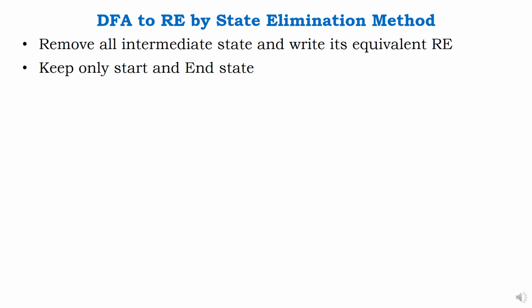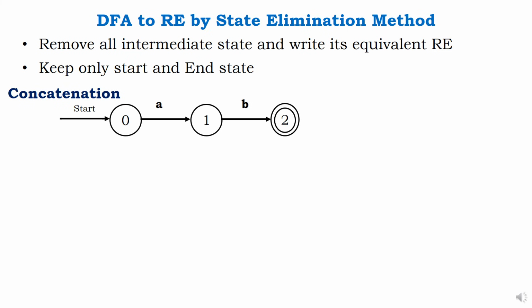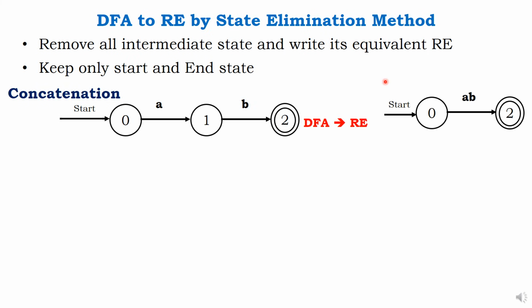So remove all intermediate states and then write the equivalent regular expression and keep only the start and end state. I will just give some simple ideas, then we will go to the problem. Concatenation. Assume I am having A after B. If I have A after B, one after the other, what does concatenation indicate? Dot. So you can write it as the regular expression A dot B. The expression is A dot B. That's all. The intermediate state I removed, initial and final I kept.